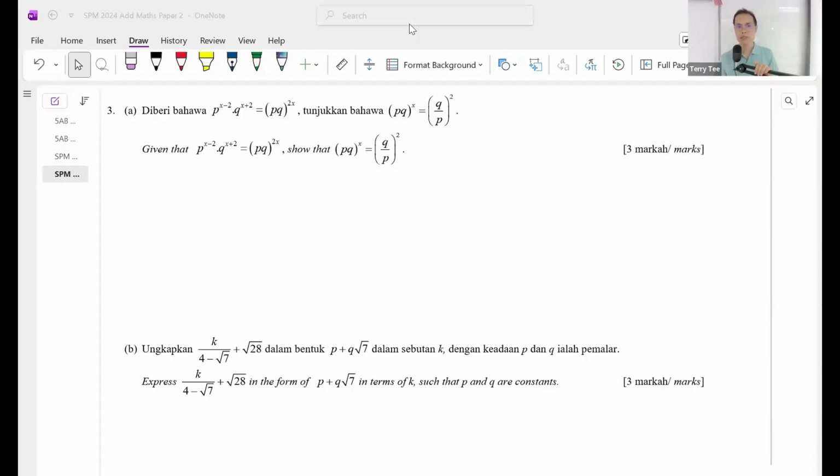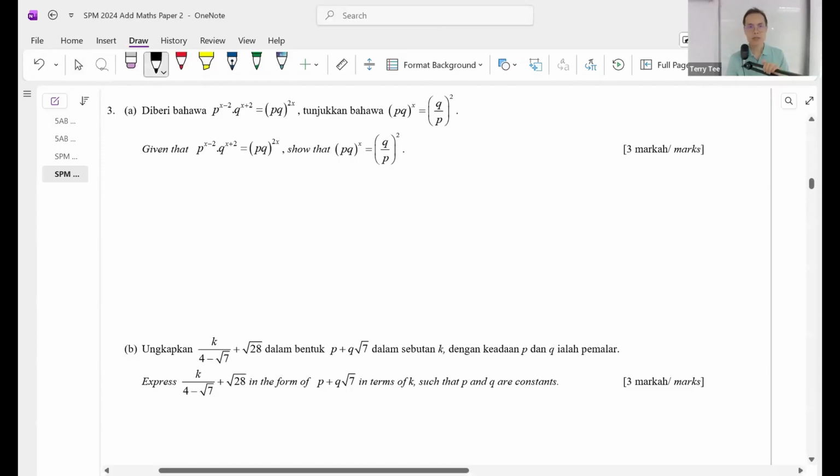This is for chapter 4, indices and logarithm. The first part is on indices. Given that p power x minus 2 multiply with q power x plus 2 is (pq) power 2x, show that (pq) power x equals (q over p) squared.